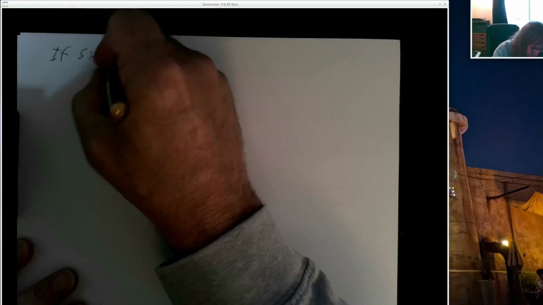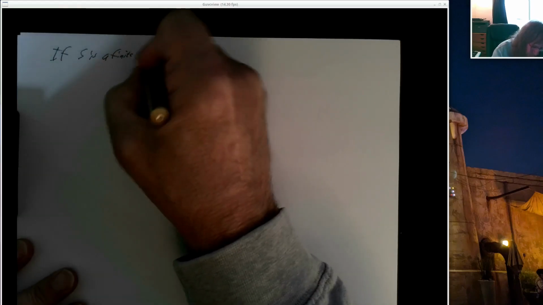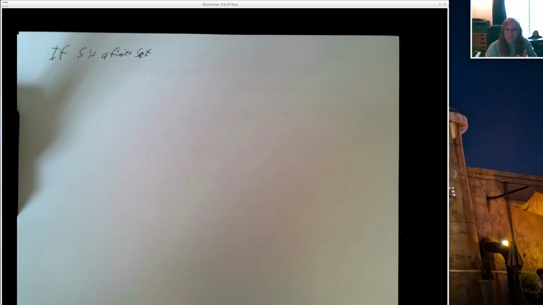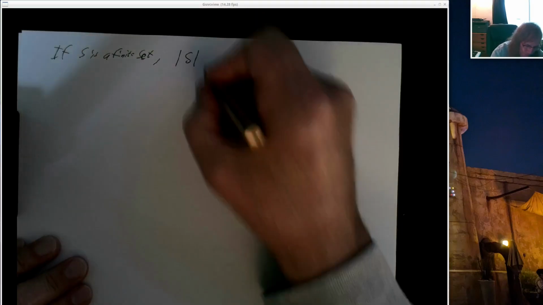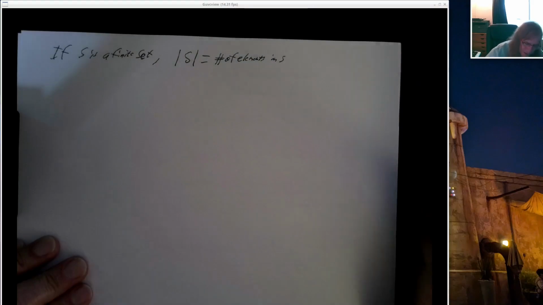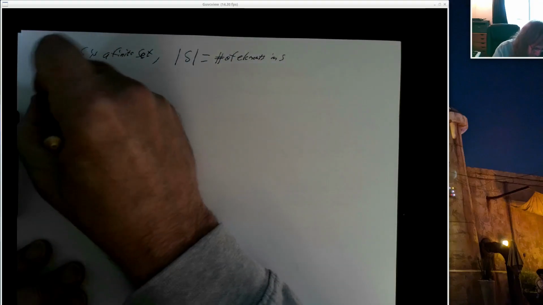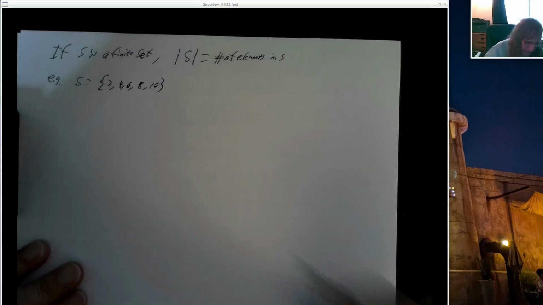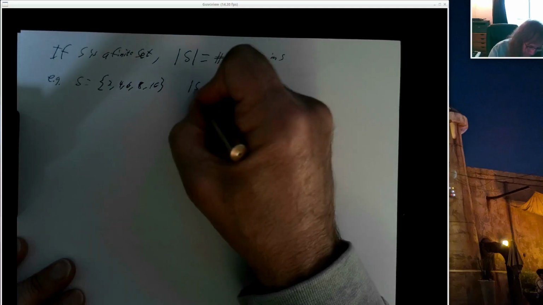Alright, let's talk about the size of a set. So if S is a finite set, meaning it has a finite number of things in it, 2, 5, 10, 100, 1,000, 1,000,000, a trillion, but a finite number, as opposed to the set of integers, or the set of real numbers, or the set of fractions. So if S is a finite set, we can write the following symbol, and this equals the number of elements in S. So for example, if S is a set containing the numbers 2, 4, 6, 8, and 10, then the size of S is just 5.